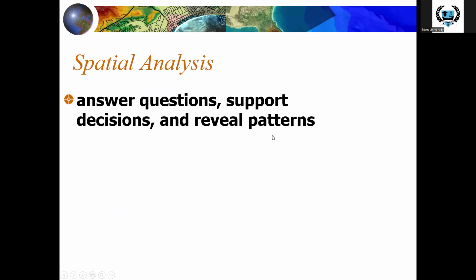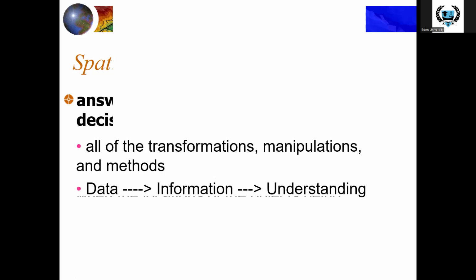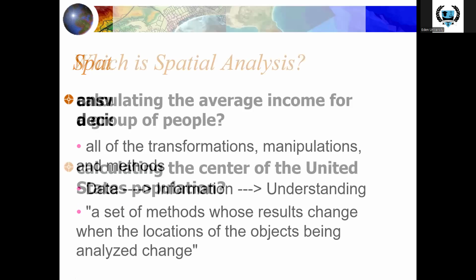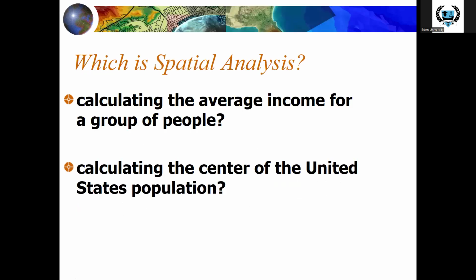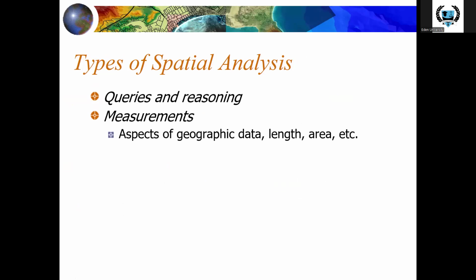We'll be able to answer a few questions, support decisions, and reveal patterns. So all transformations, manipulations, and methods, a set of methods whose results change when the locations being analyzed change, which is spatial analysis. So calculation, for example calculating the average income for a group of people, or calculating the center of the United States population. Types of spatial analysis.